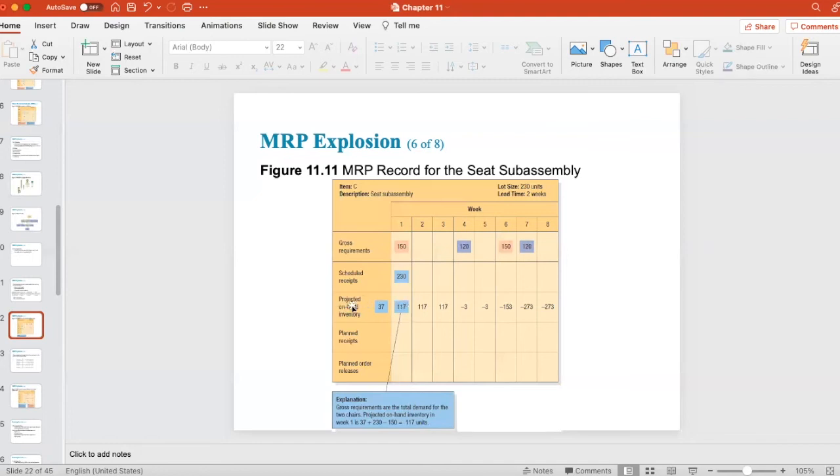That's your projected on-hand inventory. Essentially, it represents the ending inventory within this specific period. Now, if we move to the second week, your beginning inventory for week 2 will be 117, because this is equivalent to the ending inventory of the previous period. Do you have some new amounts that will ship to you? You don't have any scheduled receipt. You don't have any planned receipt. So this will be the total amount that is available to you.